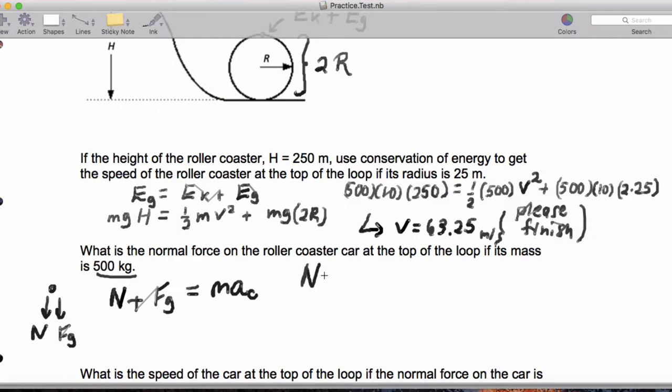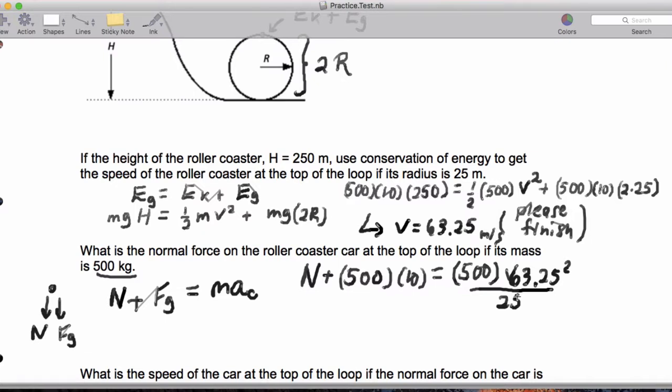Continuing, we're going to say normal plus 500 times 10, because Fg is m times g, and the effect is going to be 500 times v squared, which is going to be this 63.25 squared, divided by our radius, which is 25 meters. And so when you actually solve, I'll need you to do this math, so I'll write, please finish.